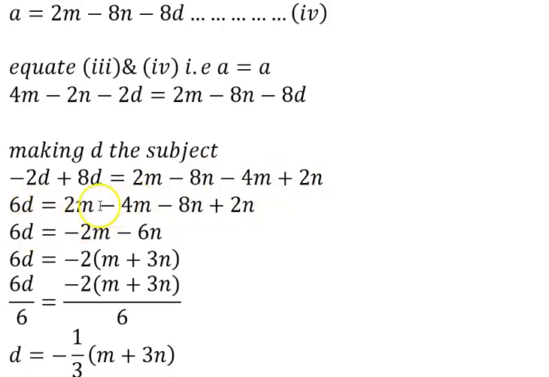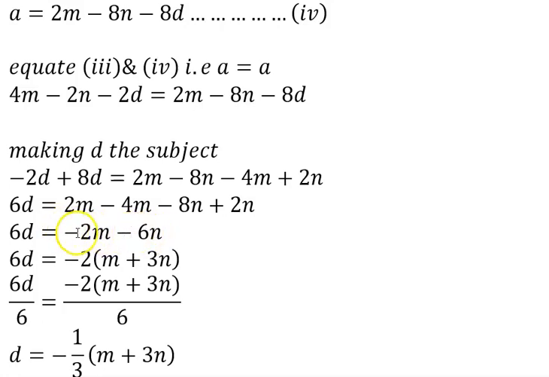So let's do the little addition and subtraction. We say 2M minus 4M. This one will give us what? Minus 2M. Minus 8N plus 2N will give us what? Minus 6N. So we have what we have here. Now coming down here, this our 6D still remains.